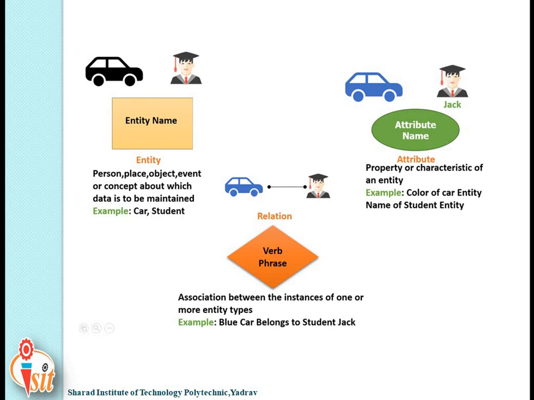That is an attribute. And there is a relationship between these two, that is, car and student have some relation, like the blue car belongs to the student Jack. That belongs to is nothing but the relationship between car and student. Now what is a relation? It is an association between the instances of one or more entity types, called a relation.